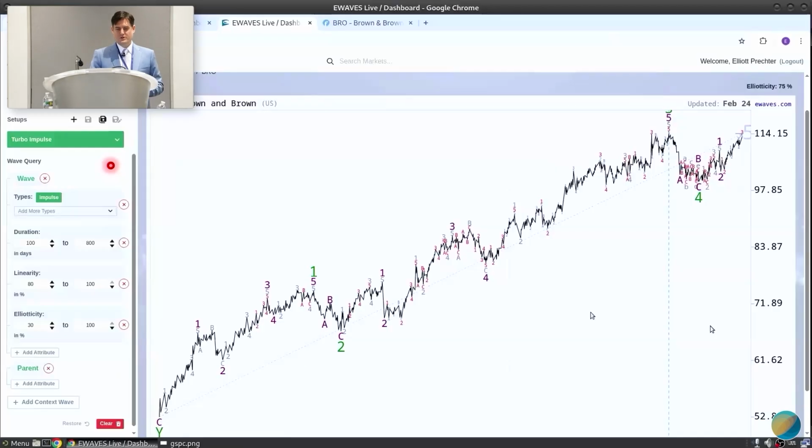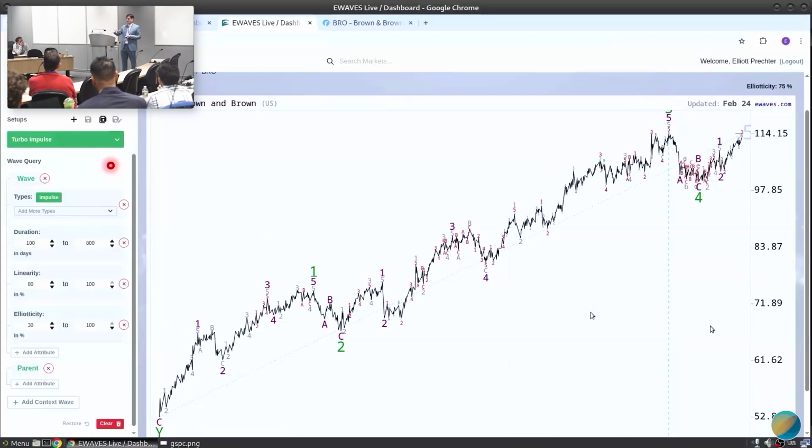But the template here I'm going to show you is my personal favorite that I've been using lately, and I used it to find this example in BRO that I'm going to show you here. So what I said was, and I apologize that the text is a little bit small, but as I read it, you'll be able to understand. So I want to find a wave. That's a currently unfolding wave. And what type do I want the wave to be? Well, I want an impulse.